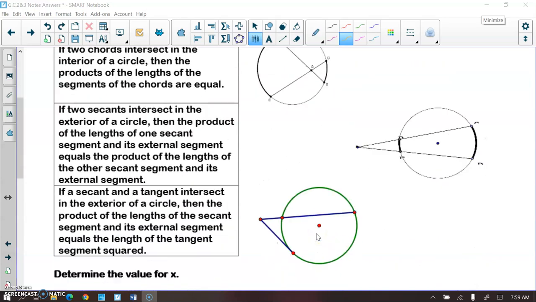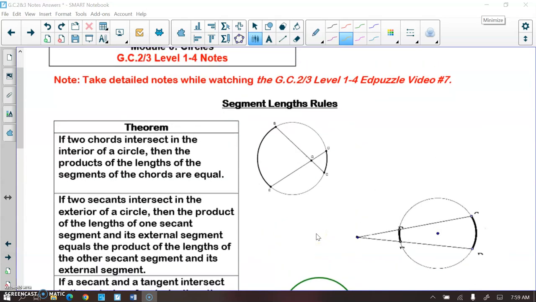Okay, so now we're not talking about angles, we're talking about segment lengths. So this time, if we have two chords intersecting on the interior of the circle, we already know the rule about angles, but let's talk about the rule for segment lengths. The products of the lengths of the segments of the chords are equal.